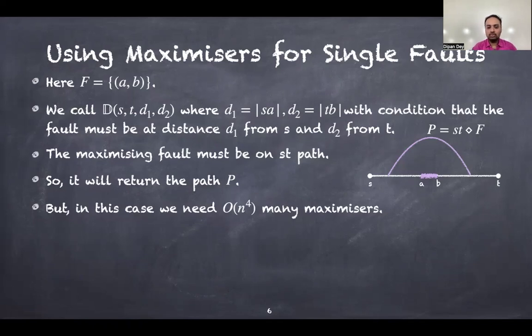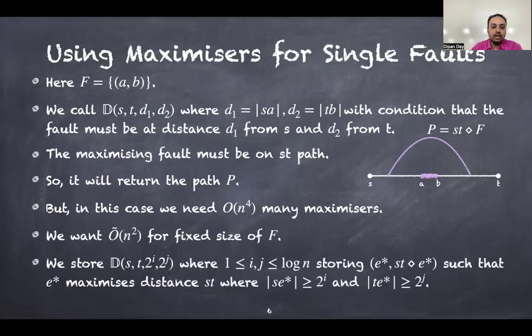So our plan is to somehow use maximizers and get Õ(n²) space for fixed size of f. For that, what we can do is store d(s, ·) as 2^i and 2^j. Here d1 and d2 can vary as 2^i, so d1 can have log n many possibilities, and d2 also can have 2^j.